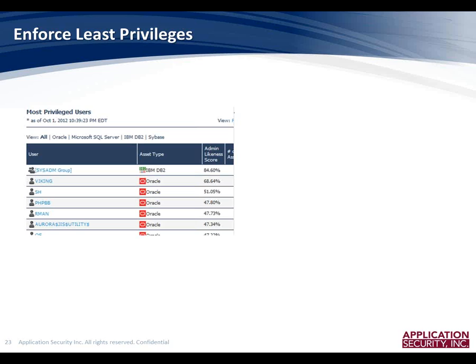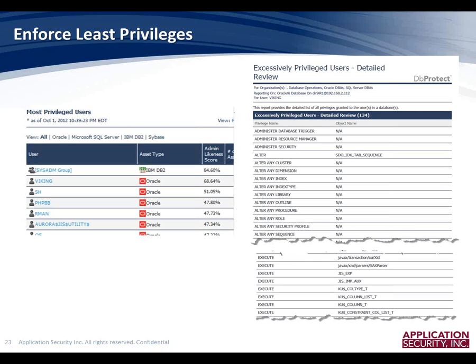On the left part of the screen, you can see our most privileged users dashboard. DBProtect has determined that these are the most powerful users in the environment, the users with the most privileges on the largest number of databases. These are potentially scary users who, if they decide to go bad, can really do extensive damage. And for each user, you can drill into the details so you can correct any excessive privileges issue.